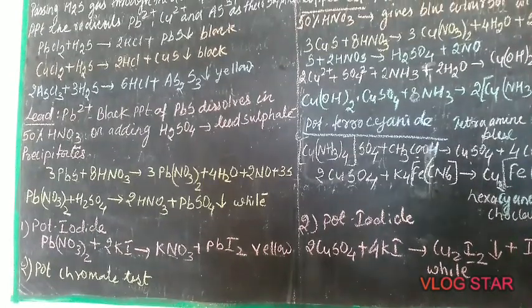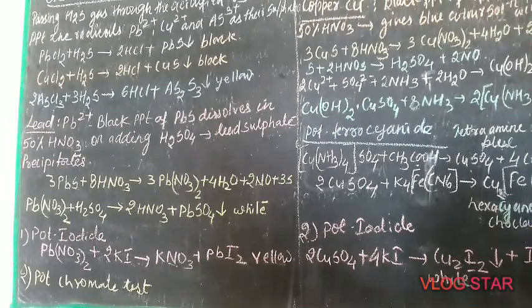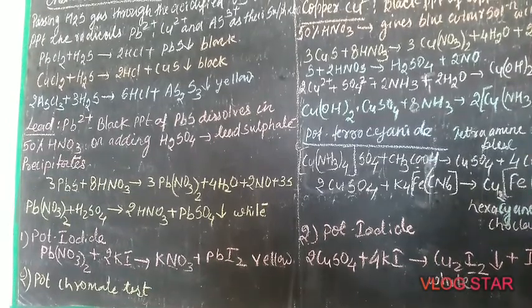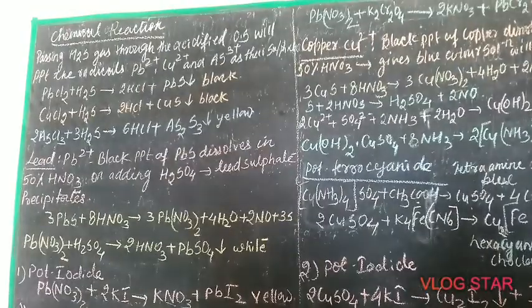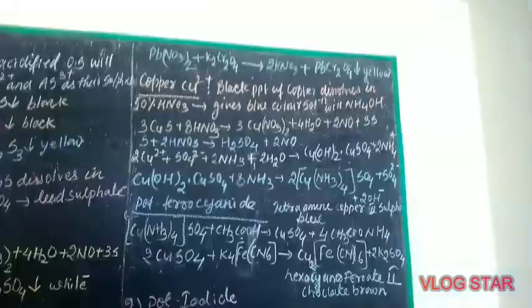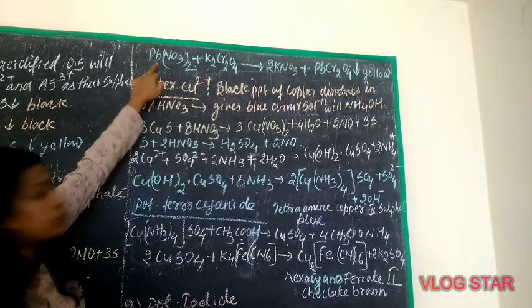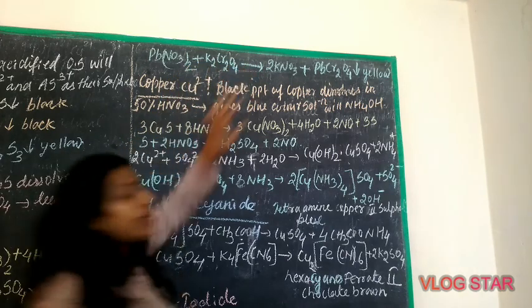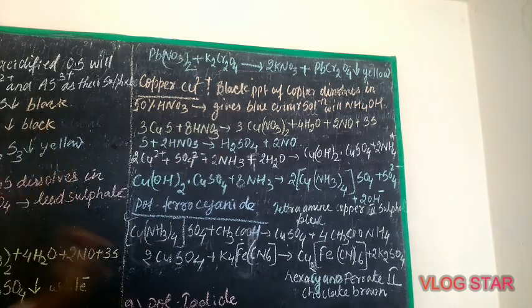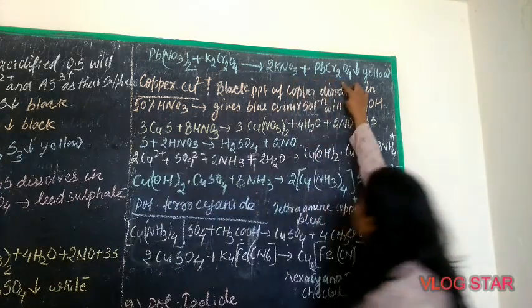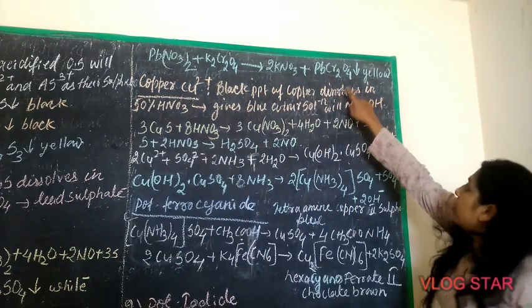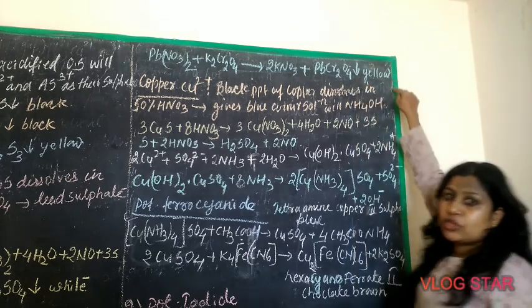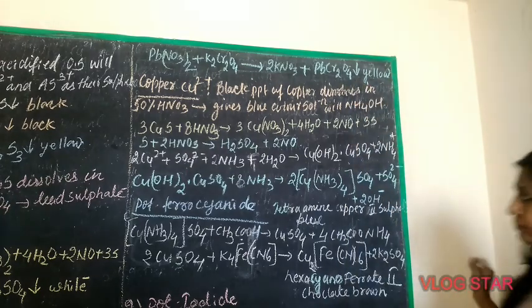of bright yellow color. This already we had seen in the first group radical analysis. The next test is potassium chromate test. Children, Pb(NO3)2, that is lead nitrate, when reacts with potassium chromate, that is K2CrO4, it gives 2KNO3 + PbCrO4. This is lead chromate, which is of chrome yellow color.